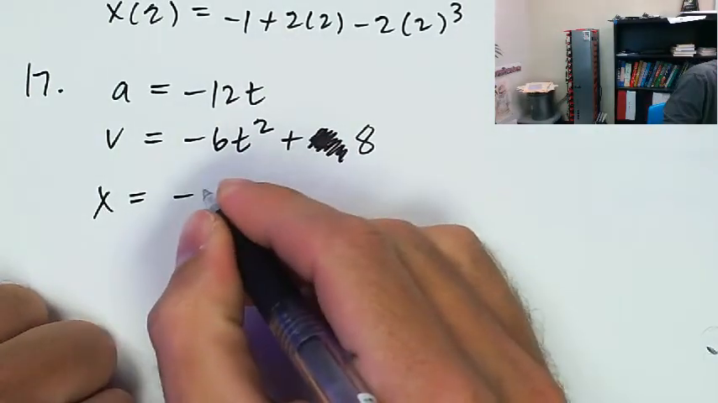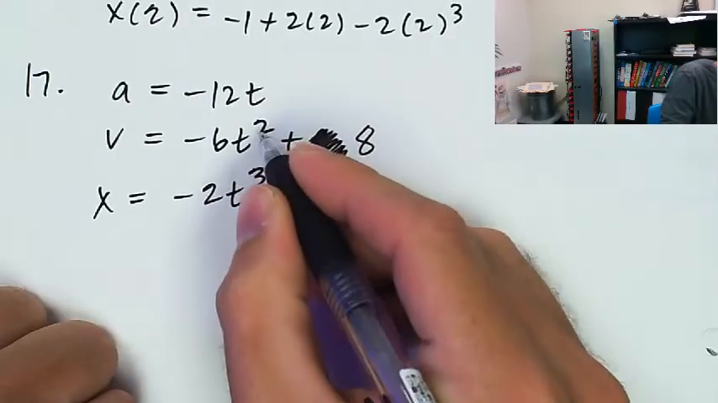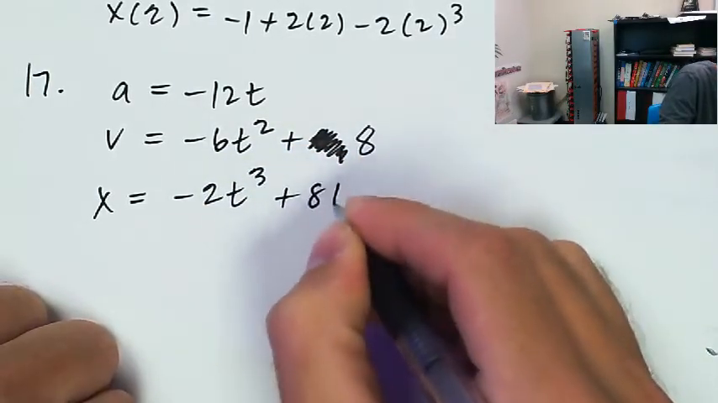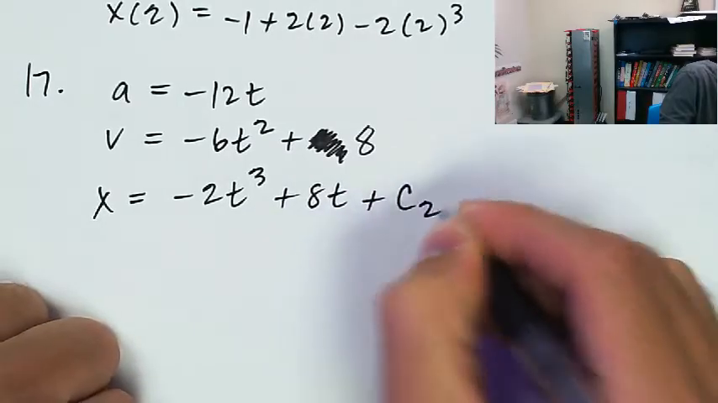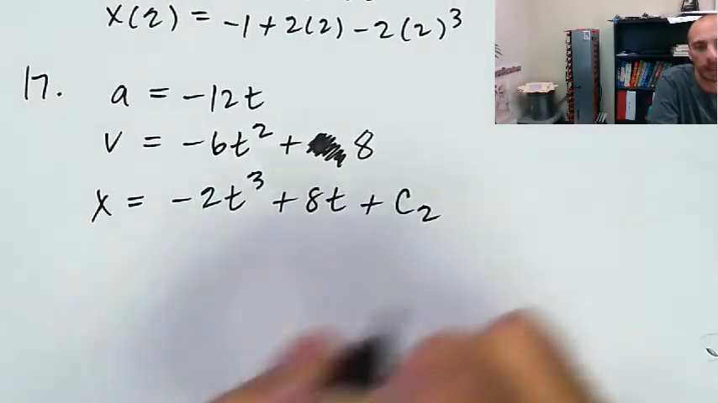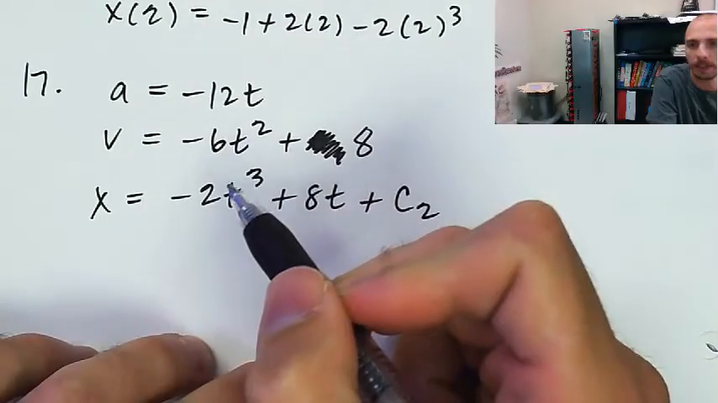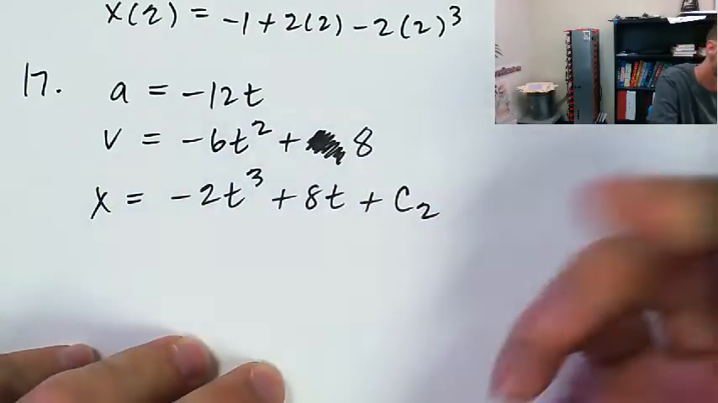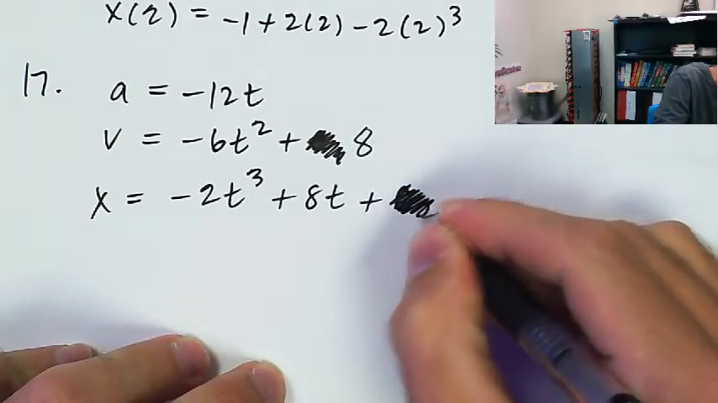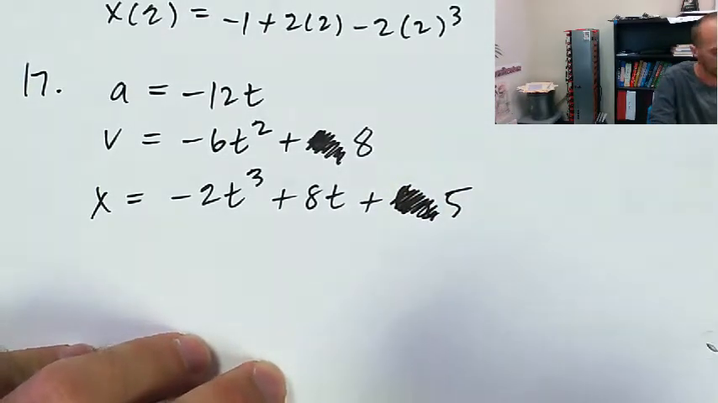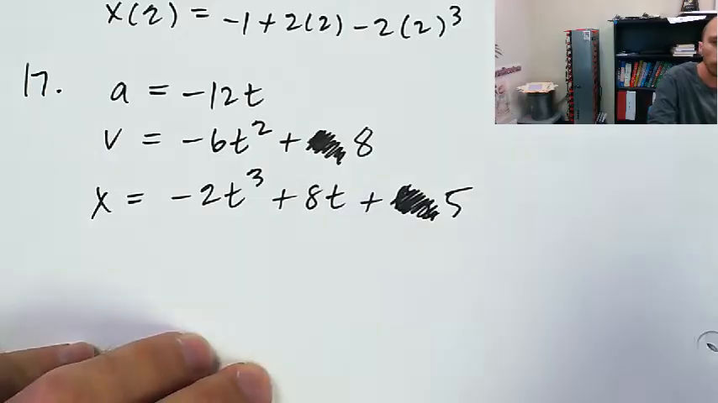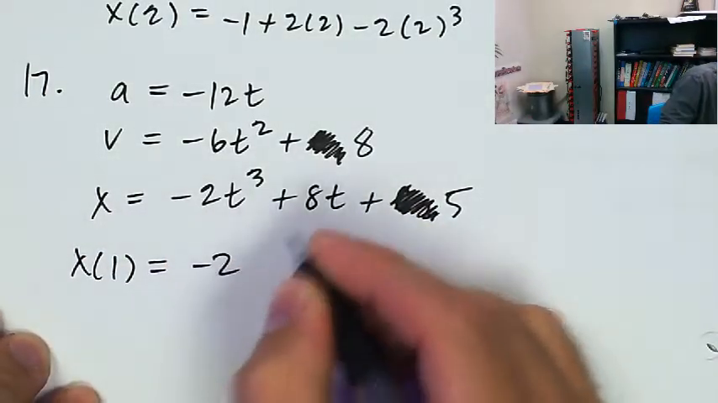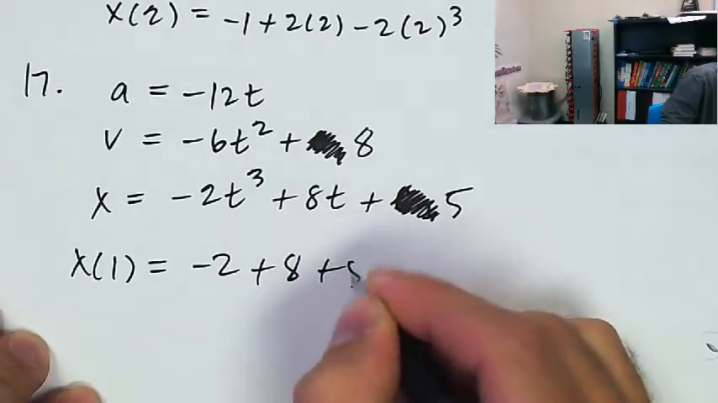So x is -2t to the 3rd, increase the power by 1, divide by the new power, 6 divided by 3 is 2, plus 8t plus c2. And then at time 0, the position is 5, so 0 plus c2 equals 5, and that means c2 equals 5. And what was the position at time 1? That's -2 plus 8 plus 5.